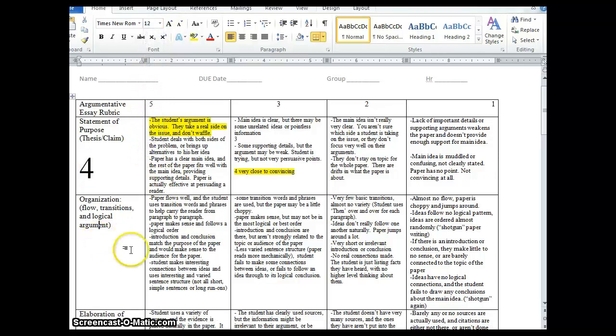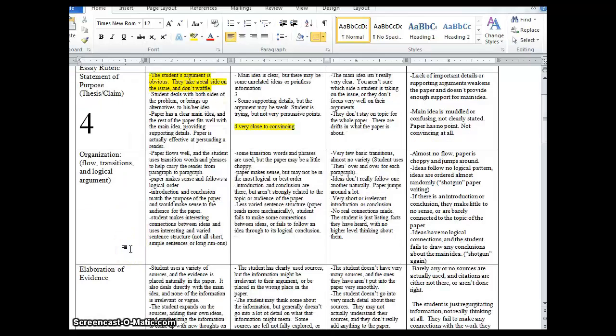Boom, there it is. Okay, so coming down to organization. Paper flows well, and the student uses transition words and phrases to help carry the reader from paragraph to paragraph. This is a 3-paragraph essay, so this one's difficult. What needs to happen, though, is that the paper needs to flow.